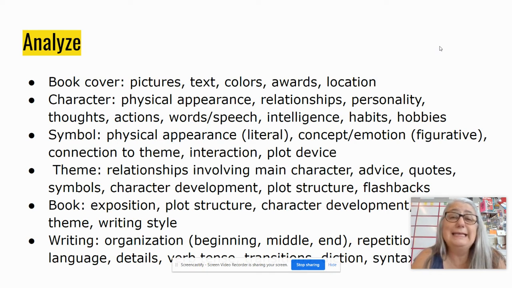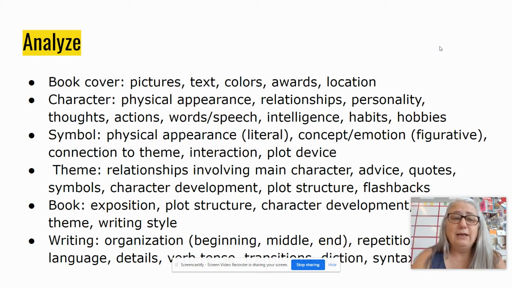You can analyze a symbol both by looking at its physical appearance, what is the object literally, and then what is the concept or the emotion, the figurative meaning of that literal object. You can look at its connection to the theme, how the characters interact with that symbol. How do they use it? Where do they find it? When is it used? When does it come up? And how it's used as a plot device. Like, how does it help to move the story forward?